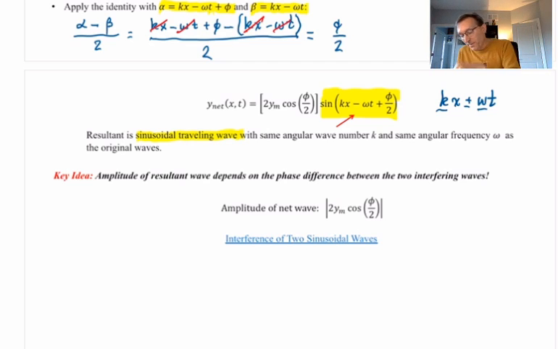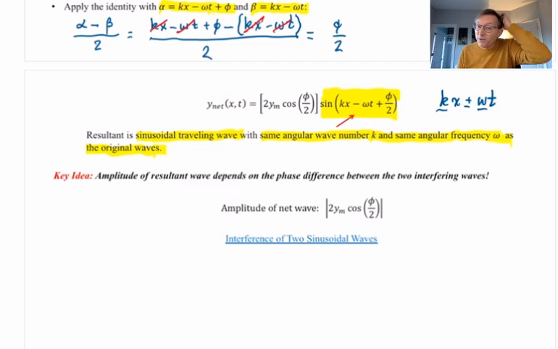So what I've learned from that part I've highlighted is, by summing two sinusoidal traveling waves traveling in the same direction down a string, I get another sinusoidal traveling wave. Surprise, surprise. But I know this also, that it has the same angular wave number k and the same angular frequency omega as the original waves. Well, why not? Because they both had the same k and the same omega.